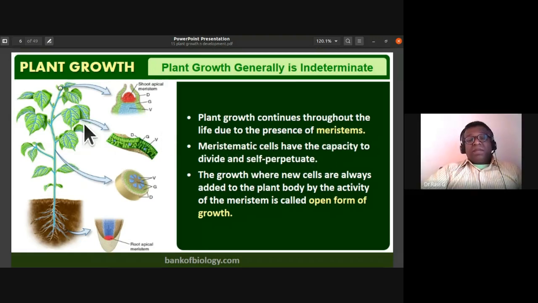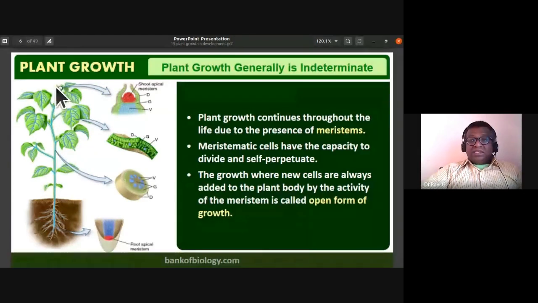The meristematic cells have the capacity to divide and self-perpetuate. That is, increase in their numbers. So meristematic cells have the capacity to rapidly divide and self-perpetuate. So the growth where new cells are always added to the plant body by the activity of the meristem is called as open form of growth.